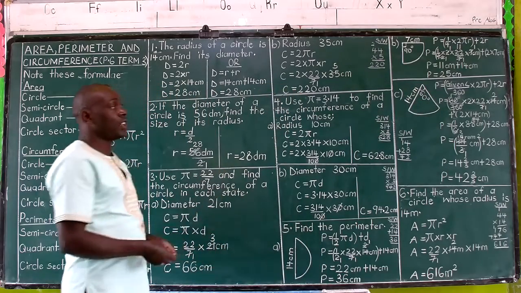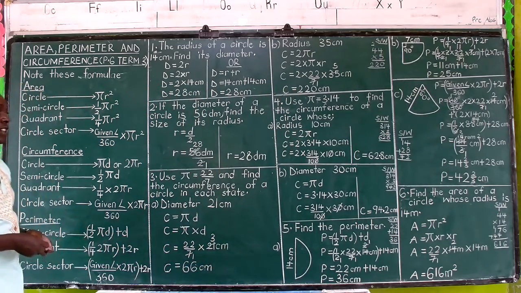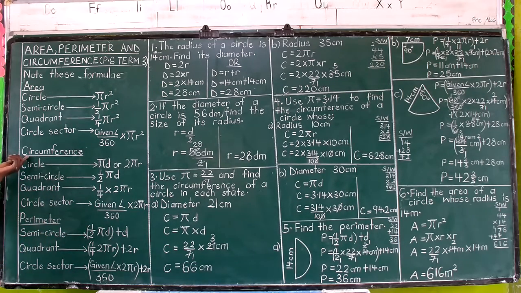They will always give us an angle for us to trace the fraction of a circle it constitutes. Then, when one is asked for circumference, these are the formulae you're going to use.